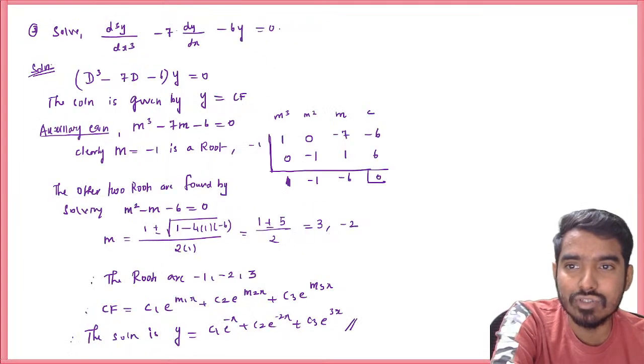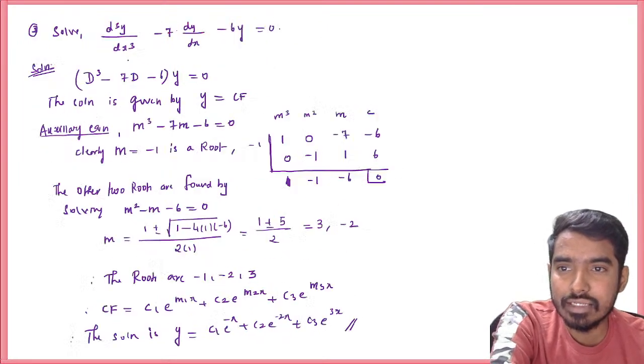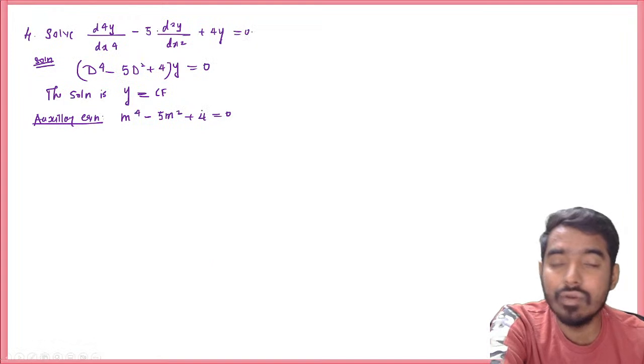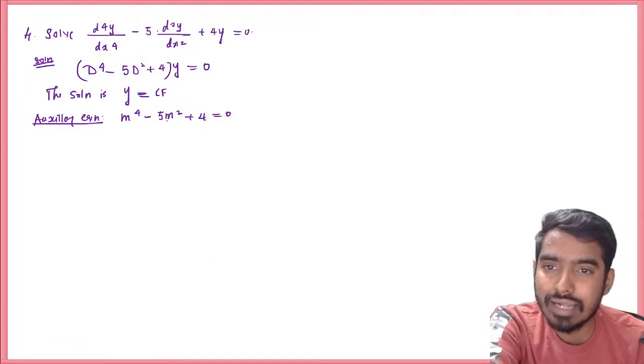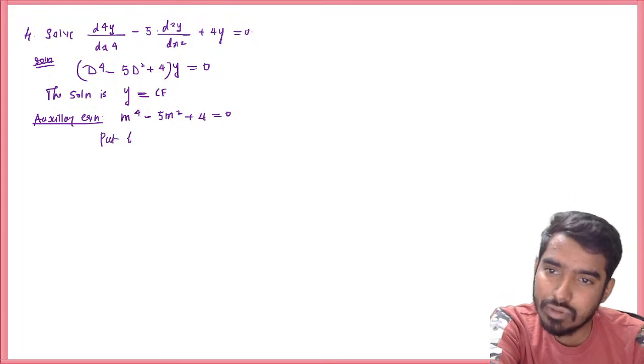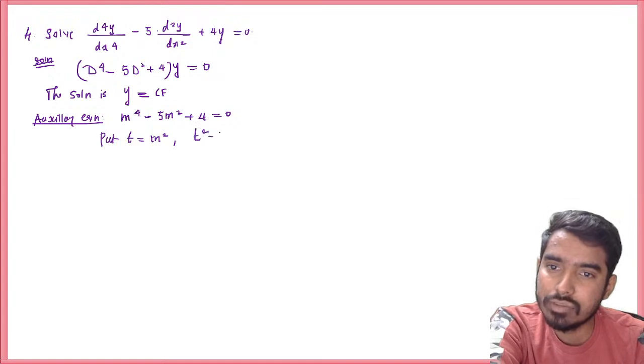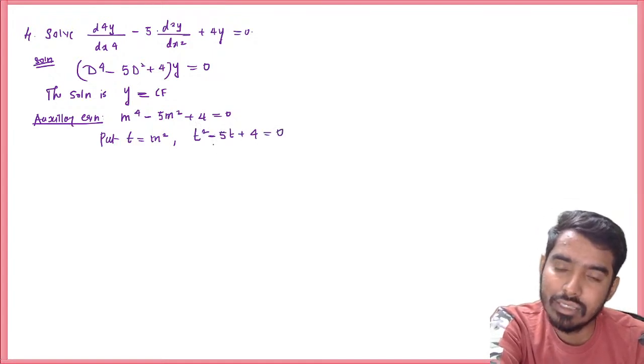Fourth order, right? Usually in the second and third order problems we have up to three roots. Here we will have 4 roots, because it's a polynomial of degree 4. So how to solve this? Very easy, right? Put t is equal to m². So this will be t² minus 5t plus 4 is equal to 0. Now solve this equation here.